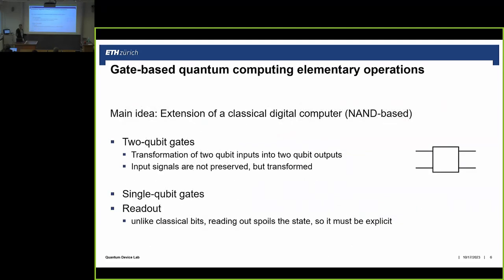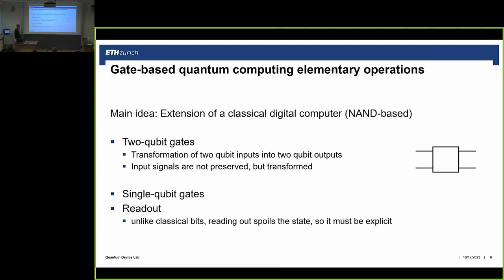So now, quantum computing, finally, we're there. Quantum computing is super overhyped. There are a lot of people saying, well, I'm going to do quantum computing, and they can mean different things. Some of them are building something people understand, and some of them are doing something completely different. I'm going to talk about gate-based quantum computing, which is kind of an extension of the classical digital computer.